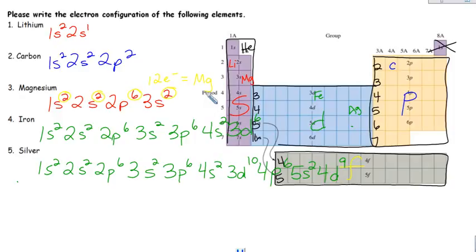Or the other option, if they gave you this configuration and said, what element is this? Look at the very last orbital. The last orbital is 3s2. Now go on your periodic table and find the 3s, second element in. Third energy level, S block, second element in, magnesium. Super easy, right? So we're going to do a lot of these in class. We're going to do some practice ones so that we become absolute masters of using our periodic table to create the most beautiful electron configurations anyone has ever seen.